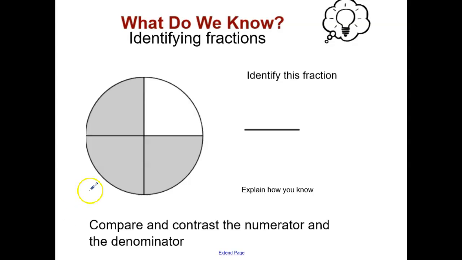Wonderful, yes. You knew that there were 4 equal parts that this unit had been split into. So our denominator, which goes on the bottom, is 4 to represent 4 equal parts, or fourths. You also know that 3 of those equal parts had been shaded or selected. So my numerator is 3.